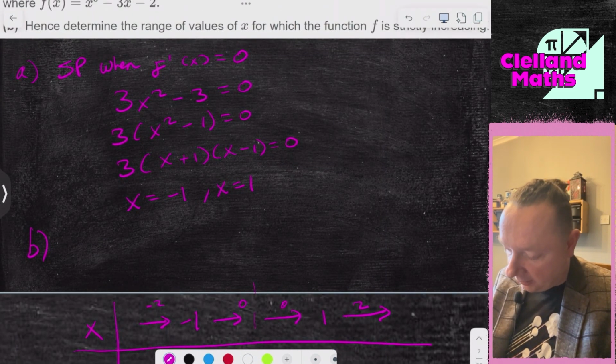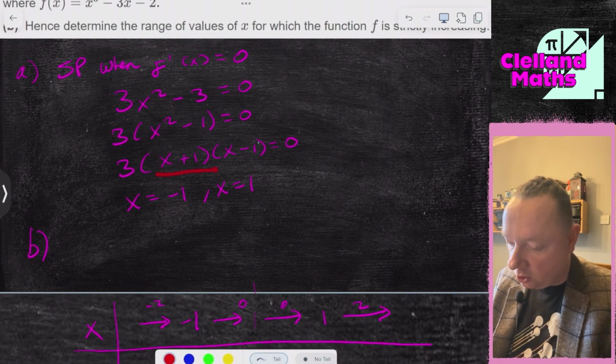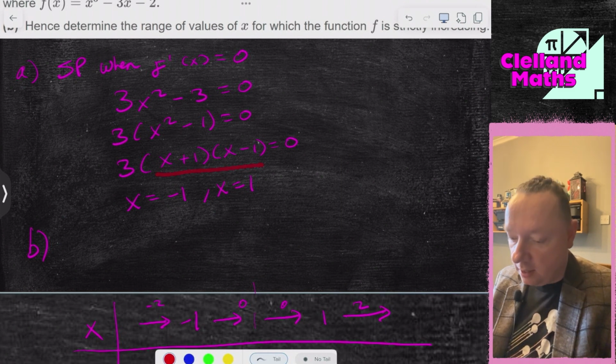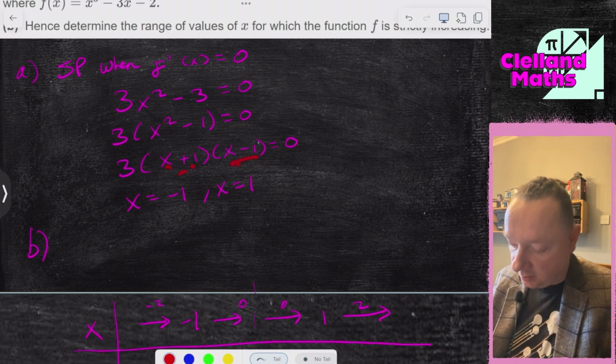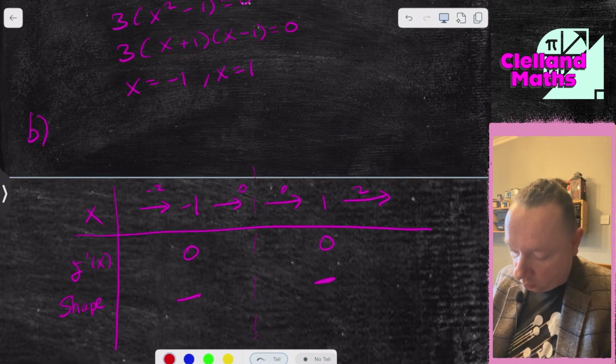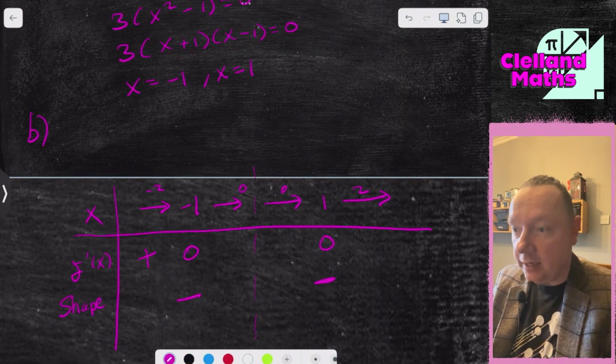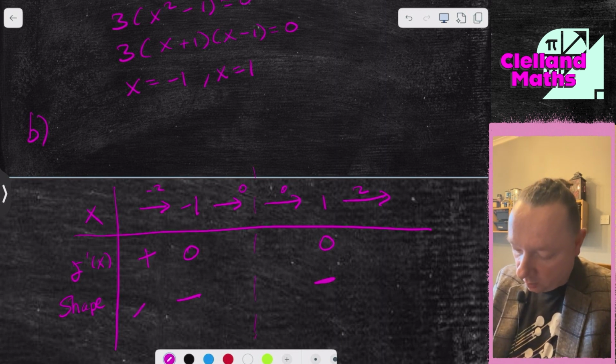So if I put minus 2 into here, we'll just use the factorised form because the numbers are easier. Minus 2 add 1 is minus 1. Minus 2 take away 1 is also minus. A minus times a minus is a plus. So you would get a positive answer in here, and you can take your time to work that out, which means it's going up the way.